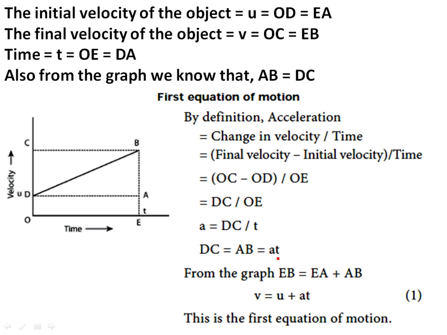From the graph, EB equals EA plus AB. So, EB equals v and EA equals u, AB equals at. So, the formula is v equals u plus at. This is the first equation of motion.